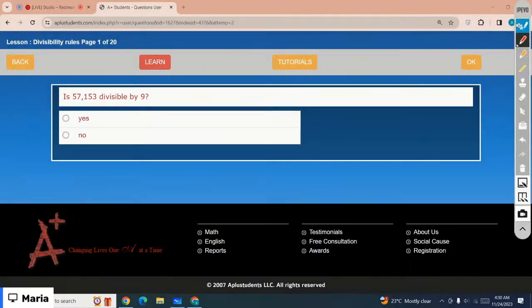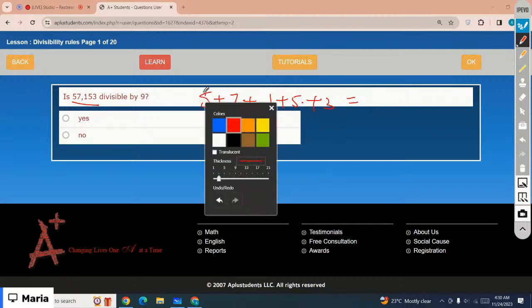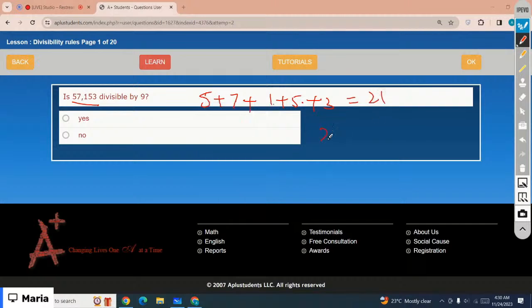The digits are 5 plus 7 plus 1 plus 5 plus 3. I'm just going to add all the digits of this number, right? So when you add, they are 5, 12, 13, 18, and 18 plus 3 is 21. Can you divide 21 by 9? No. That means the number is not divisible by 9. The correct option is no. 57,153 is not divisible by 9. The correct option is no, right?